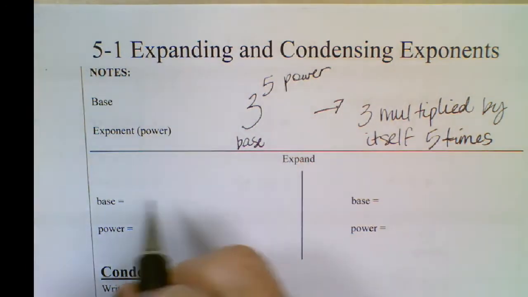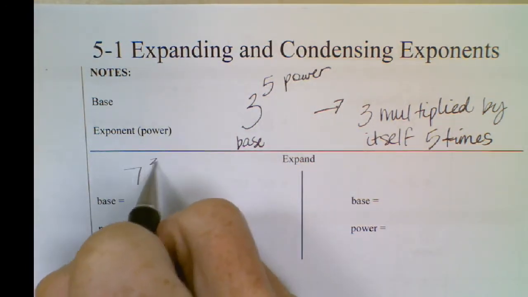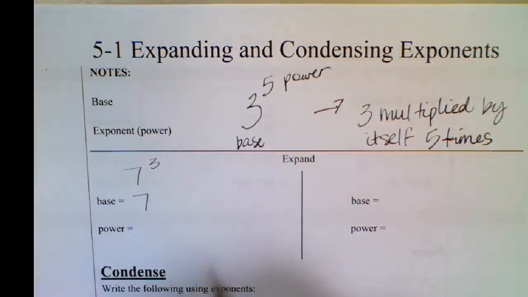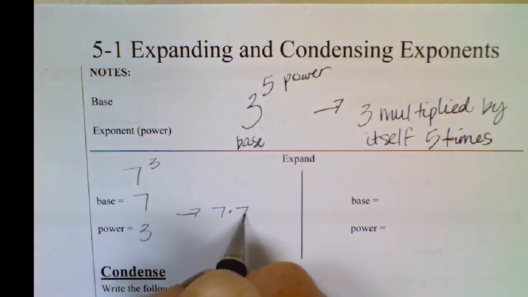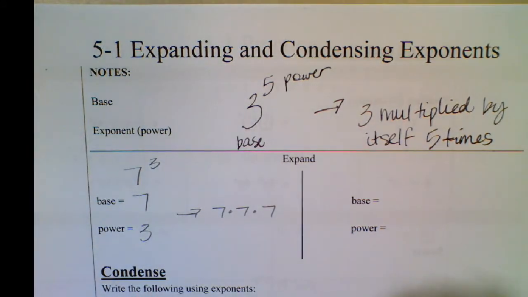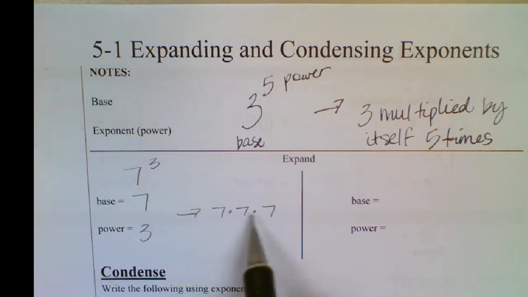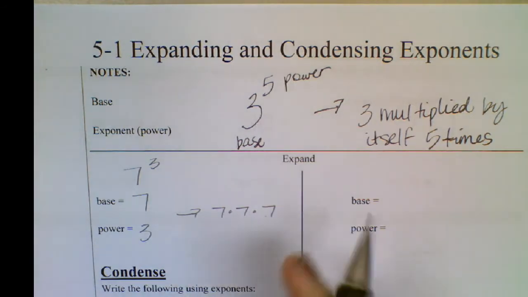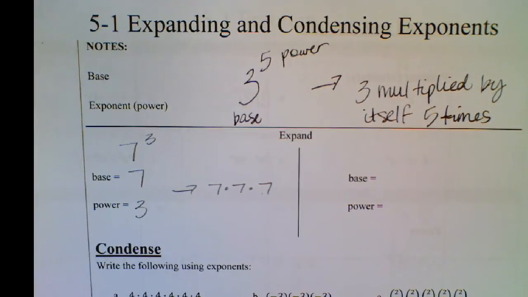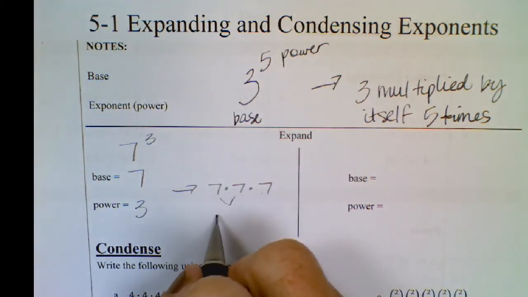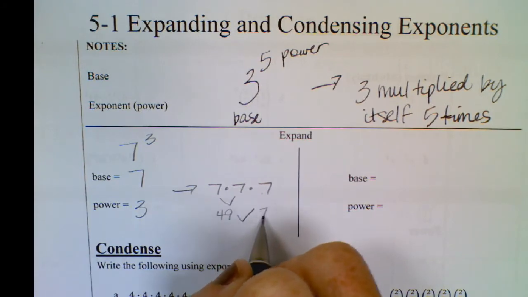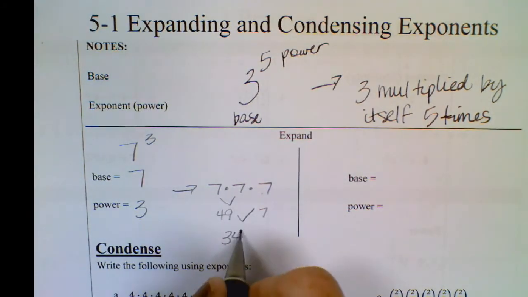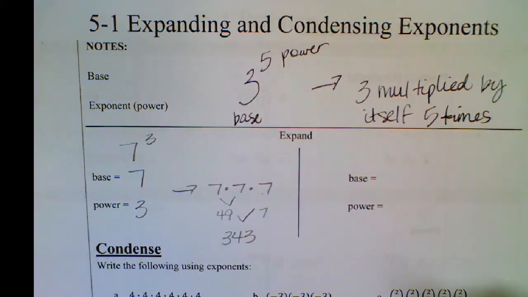So let's say I have 7 to the third. Well, my base is 7, my power is 3, which means that is 7 times itself 3 times. So remember, it's not 7 plus 7 plus 7. That answer is not 21. When things grow exponentially, they grow really, really, really fast. So if I was going to multiply that, 7 times 7 is 49. And then I would have to multiply that by another 7, which actually gives me 343. It's a really large number that grew really, really, really fast.